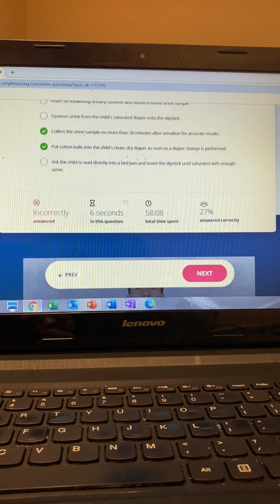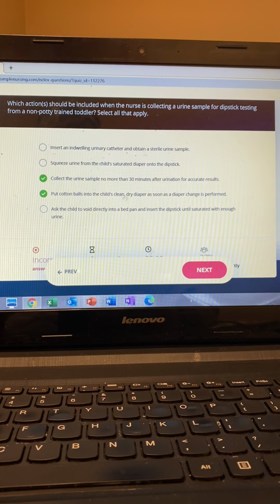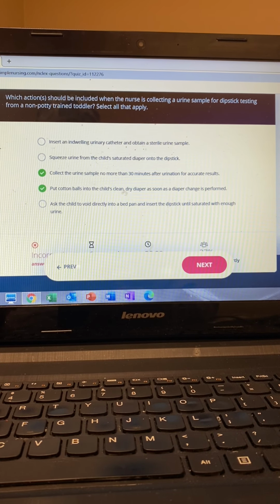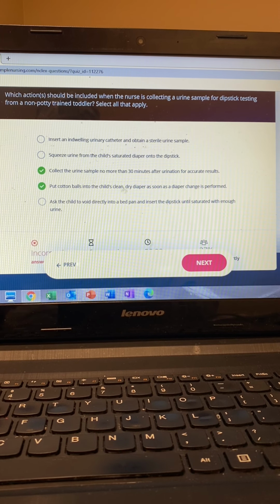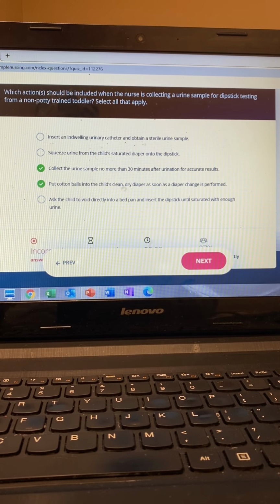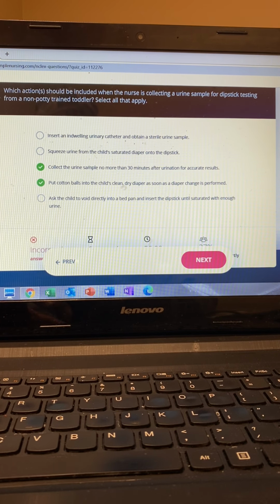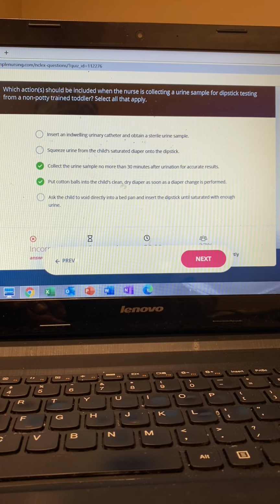So option number 3 and 4 are correct. Waiting more than 30 minutes can give an inaccurate result, so we want to make sure we're mindful of the time. Option number 4, cotton balls to collect the urine. Guys, that's clean and can extract urine for testing. And option number 5 is incorrect. A toddler isn't potty trained, so they're unable to do this option.